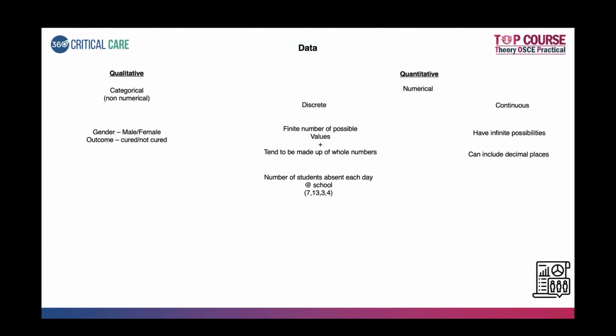Whereas continuous data have infinite possibilities because they include decimals also in their variables. An example for that can be the diameter of a tumor, that is 1.23, 1.78, 2.25. The list can keep going on. Whereas qualitative data is non-numerical. Like I told, for example, gender, female or male, outcome cured or not cured, like that.